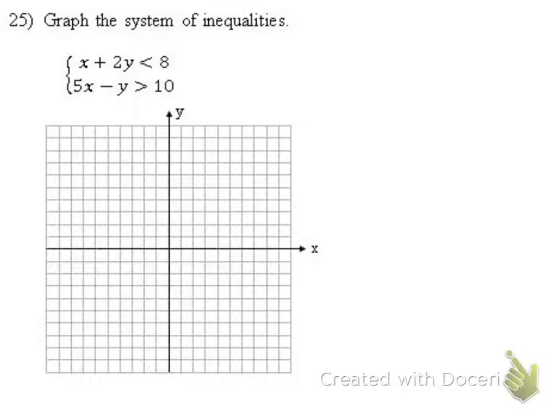Problem 25, we're supposed to graph the system of inequalities. So in order to do that, there's a couple steps we need to take. First, we need to draw the lines that would go with the equations that go with the inequalities. We can do that by finding the x and y intercepts.